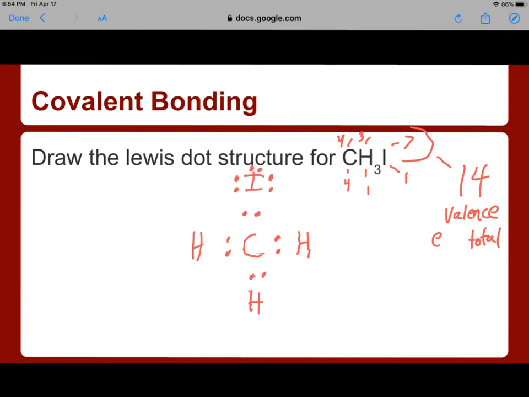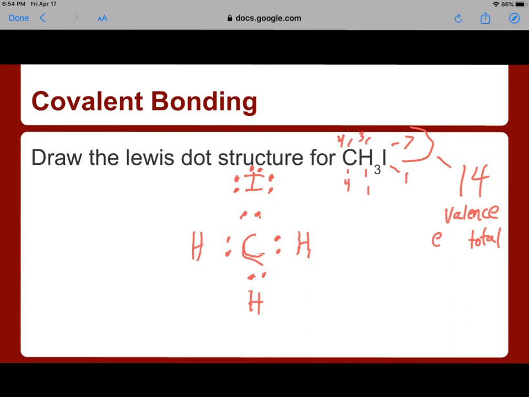Okay, and now I check. Does everything have the correct number of electrons? Iodine now has 1, 2, 3, 4, 5, 6, 7, 8. Okay. Carbon has 1, 2, 3, 4, 5, 6, 7, 8. Good. And each hydrogen has 1, 2, because the hydrogens only want 2. All right, so that means that this is good.